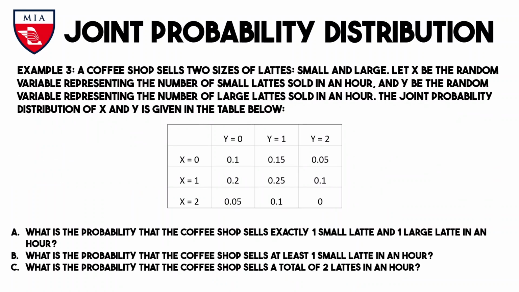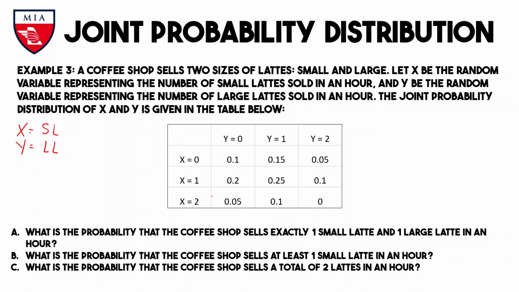So example number 3. Now it will be a problem-solving example. A coffee shop sells two sizes of lattes, small and large. Let x be the random variable representing the number of small lattes, and y be the random variable representing the number of large lattes. The joint probability distribution of x and y is given in the table below.